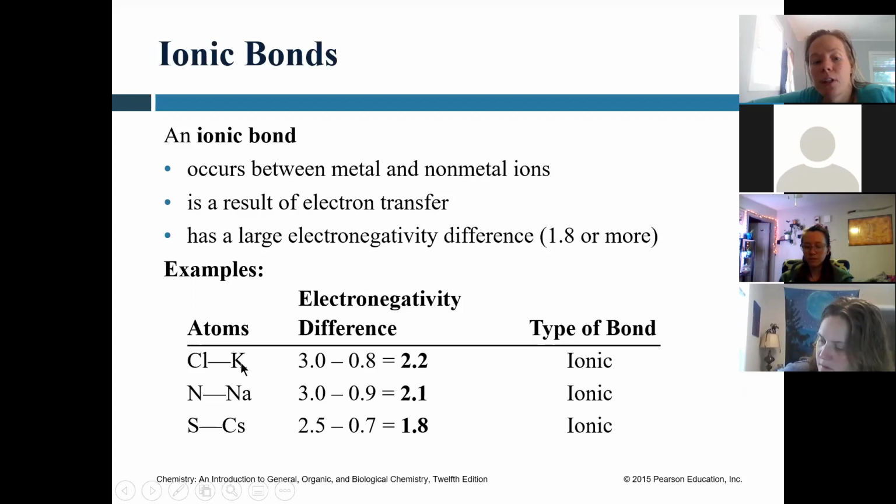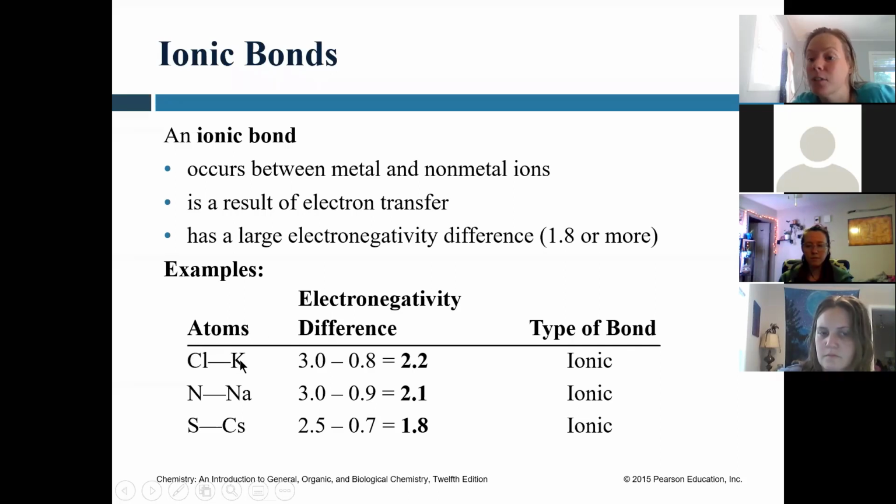If we look here, we've got potassium and chlorine. Potassium's electronegativity is 0.8, super tiny. Chlorine's is 3. The difference between those two is 2.2. It's such a great difference that potassium's like, whatever, chlorine, you can just have the electron. I don't want it. So the electron moves over. What do we get? A positive charge and a negative charge. We're not sharing electrons. We are sticking together because we have a difference in our charge.